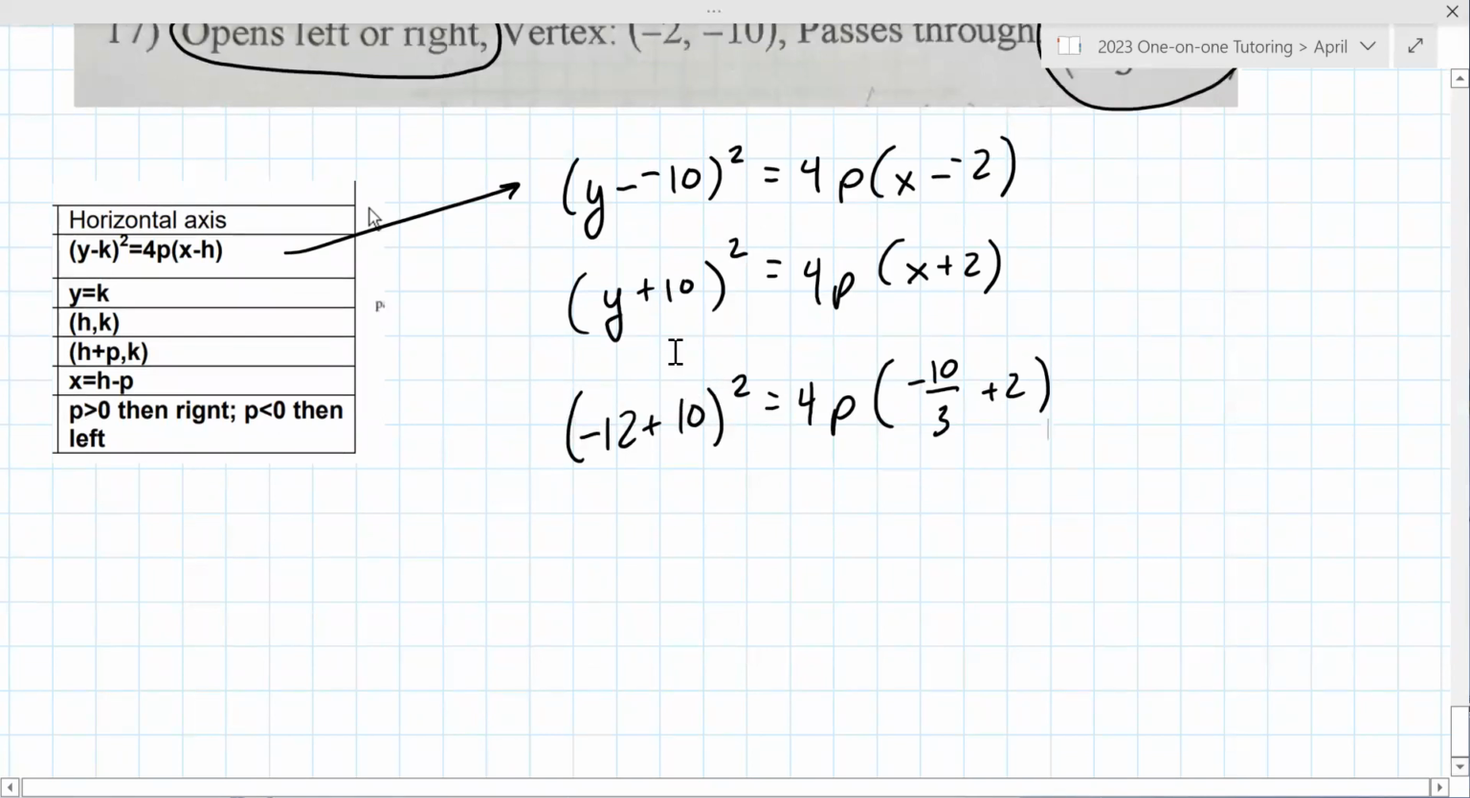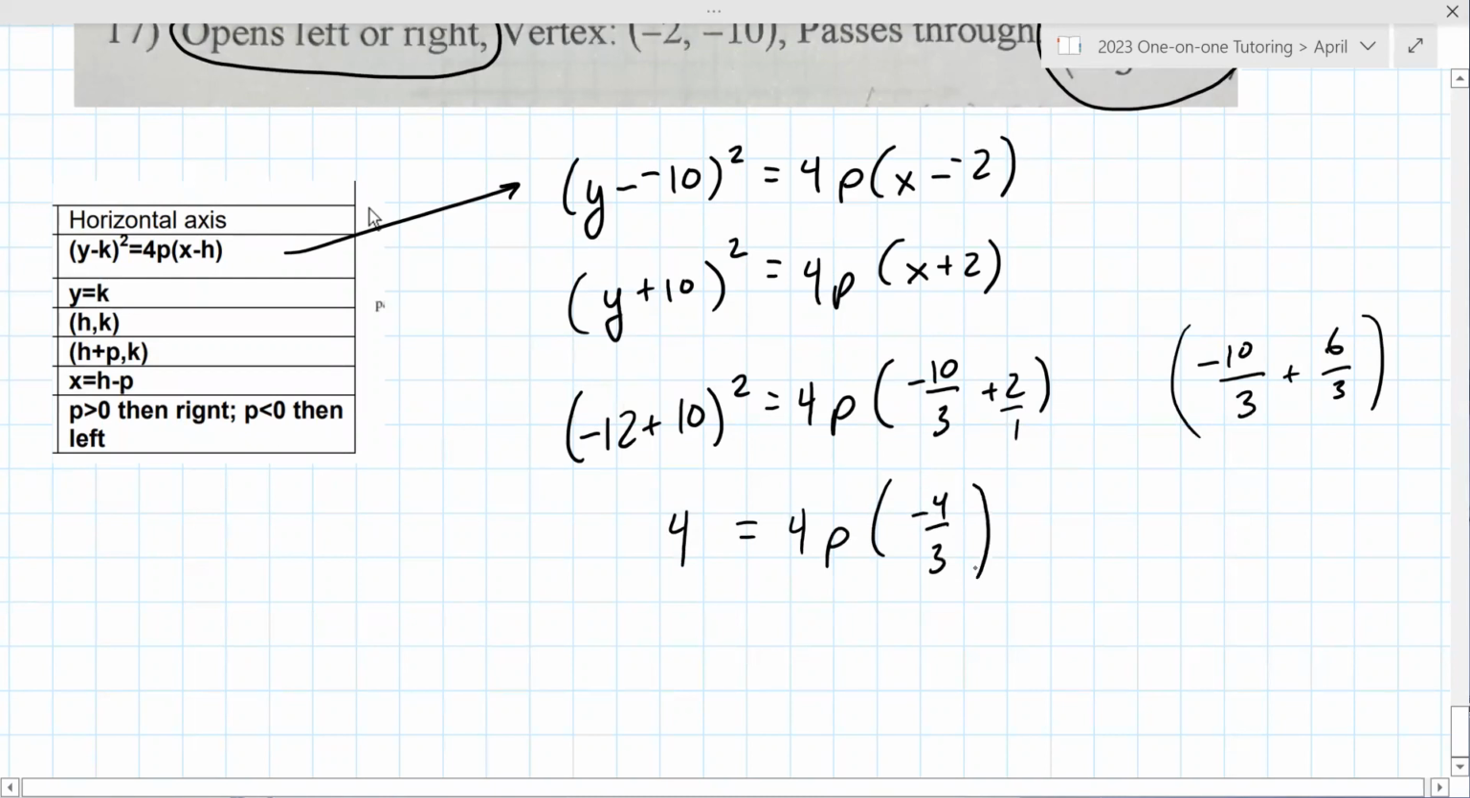On the left here, minus 12 plus 10, squared, that's minus 2 squared. That's 4. And then minus 10 over 3 plus 2, where 2 is really 2 over 1. So you can think of this as minus 10 over 3 plus 6 over 3, which becomes minus 4 over 3, like that. Is that okay?